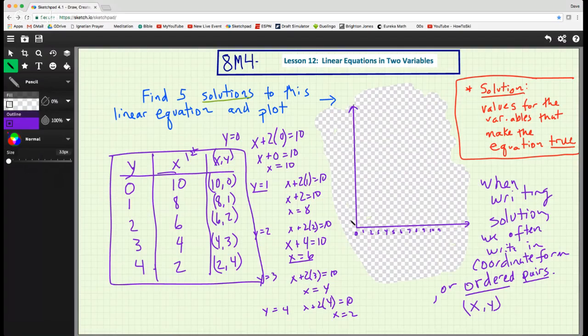Whoops. 1, 2, 3, 4, 5. Maybe I'll find some nice background paper. Okay, so let's plot our points. We have 10, 0. Uh-oh, I didn't make this line perfectly straight. I can see this already.